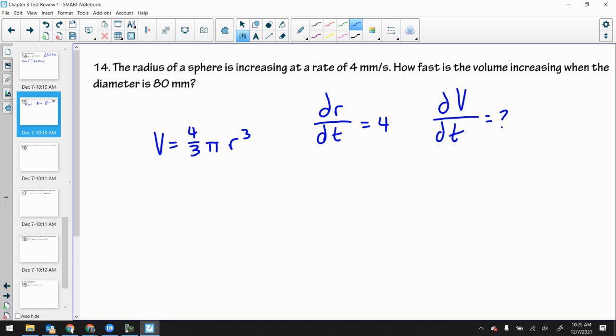dV/dt when d is equal to 80. Okay, if d is equal to 80, what's r? 40, right? Because we will use a 40 in our formula rather than the 80.